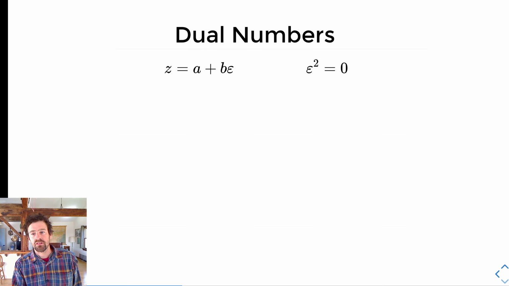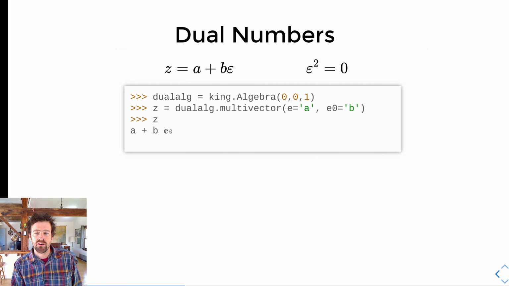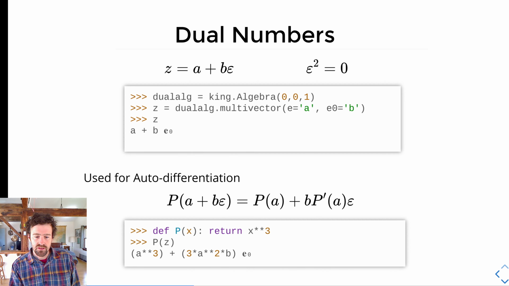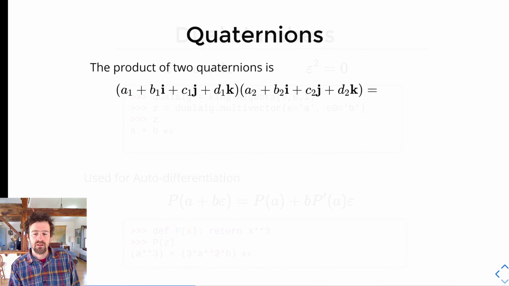Okay, dual numbers. These are used in automatic differentiation, and they're defined by the property that the number squares to 0. So this is how we can implement that in Kingdon using an algebra with one element that squares to 0, E0. And this is how those are generally used. Here's just a demo using it with a polynomial.